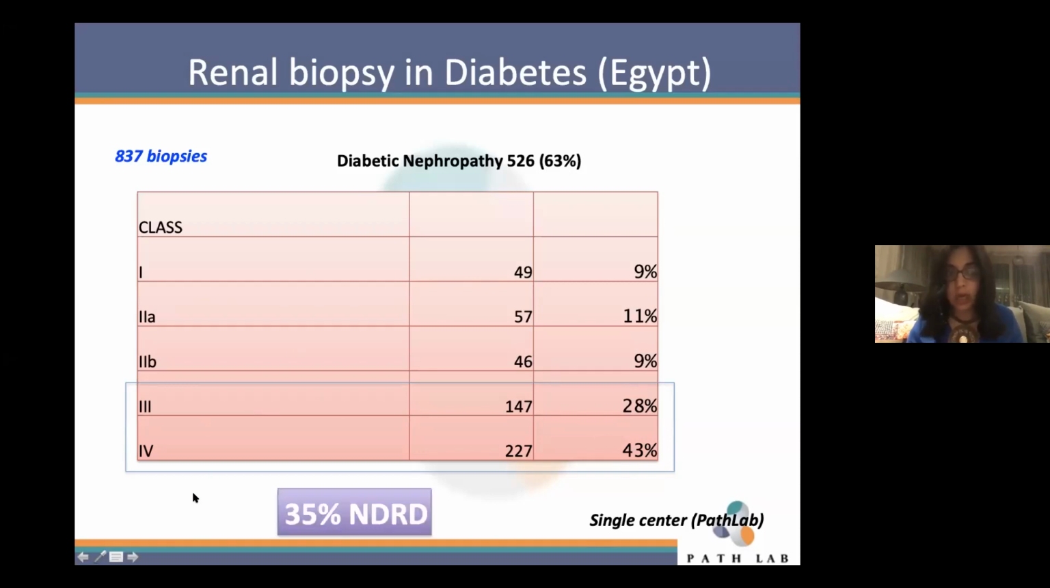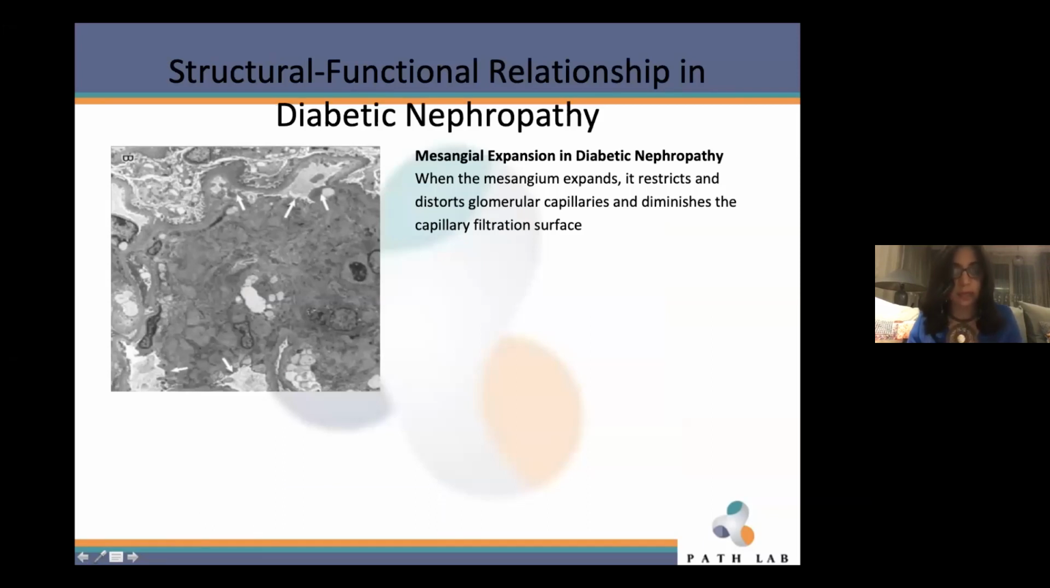And this tells you that we biopsy our patients actually very late. We had only less than 30% of the cases where they had early diabetic glomerulopathy or they were just in class 2. So all patients had nodular sclerosis or advanced diabetic glomerulosclerosis at the time of biopsy, and 35% had non-diabetic renal disease. We're not 35% of the 63% patients with diabetic nephropathy. They had associated non-diabetic renal disease.